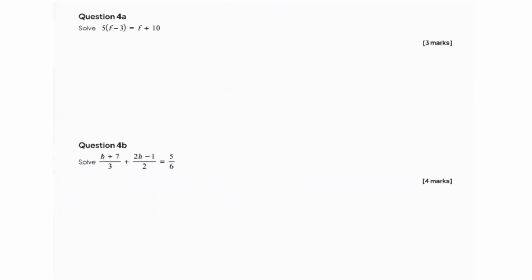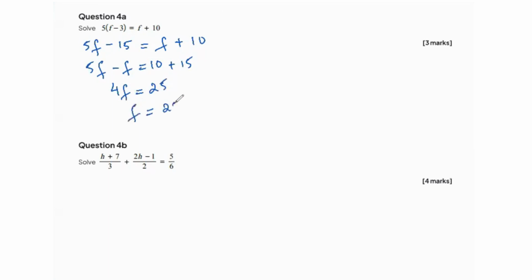Question 4a says find the value of f. In this case, expand the bracket. 5f minus 15 equals f plus 10. Combine the like terms on each side, so 5f minus f equals 10 plus 15. 4f equals 25. f equals 25 divided by 4, which is basically 5 whole number, 5 over 4.